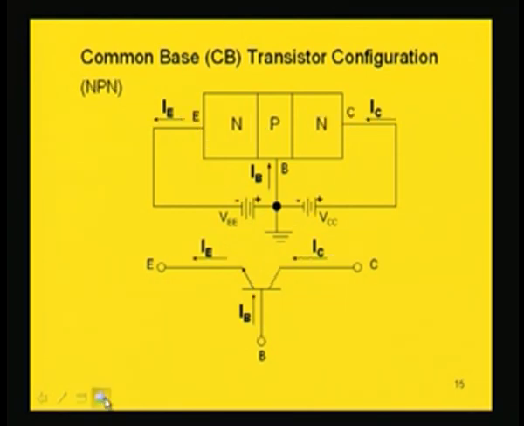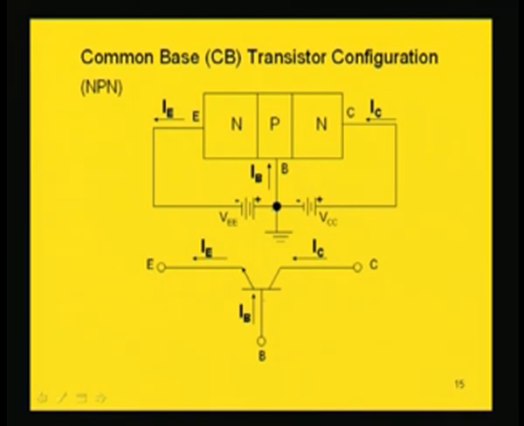If we consider NPN common base transistor configuration, this is NPN, emitter, base, collector. Forward biasing of this emitter base region is done by this VEE. The polarity you have to note, N is connected to negative, P is connected to positive. Other junction, collector base junction, is reverse biased. So, VCC is reverse biasing, collector being connected to positive, this base is connected to negative, and base is common, which is grounded. Base terminal is grounded in common base transistor.